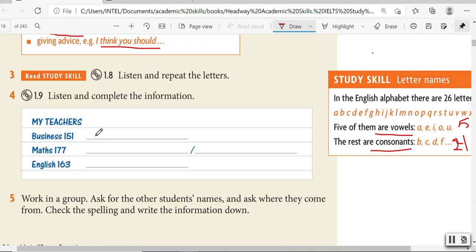Davidson. And maths, we have two teachers, Monahan, G-H-A-N, and we have Mrs. Roberts. And the second teacher of math is Mrs. Roberts. And English, Miss Taylor.